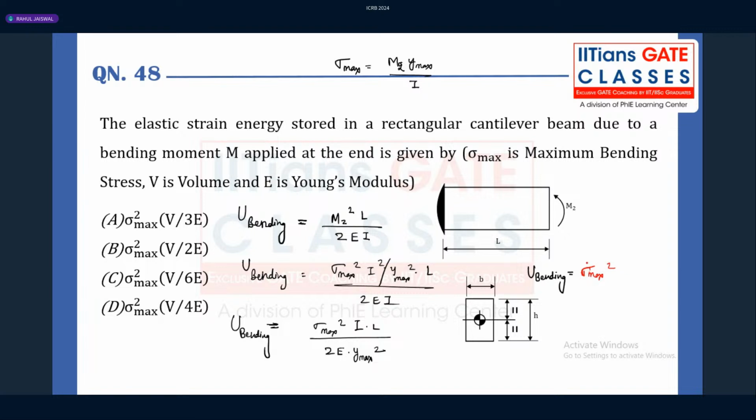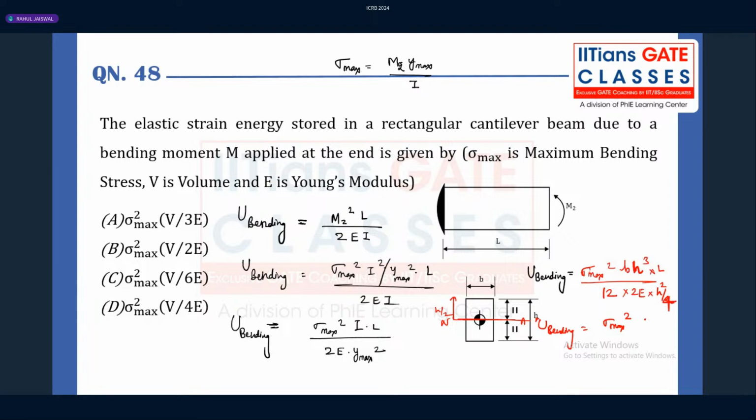Sigma max square, I is what? If you see the bending which is happening about the neutral axis, the formula is BH cube divided by 12. Now my length I'm writing here as L. Y max here is what, guys? H by 2. So if you see U of bending, Y max is squared, so it is H square by 4, because H by 2 whole square is H square by 4.